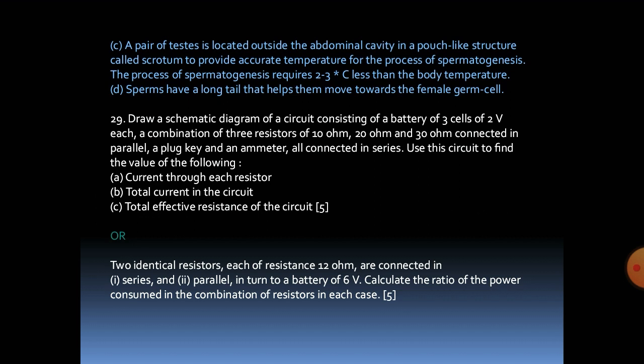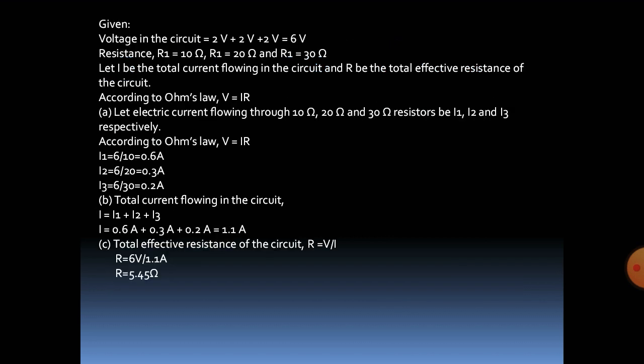You can also go for a choice question which says: 2 identical resistors, each of resistance 12 ohm, are connected in series, and next time they are connected in parallel, in turn to a battery of 6 volt. Calculate the ratio of power consumed in the combination of resistors in each case. You can use your formulas.